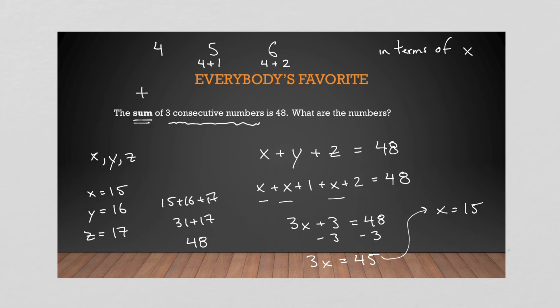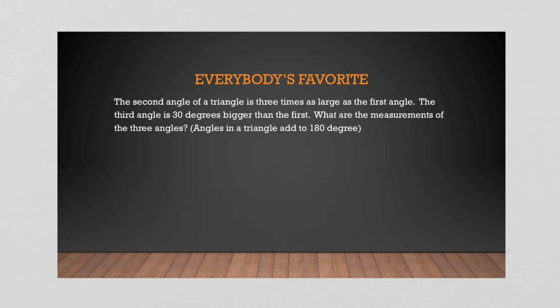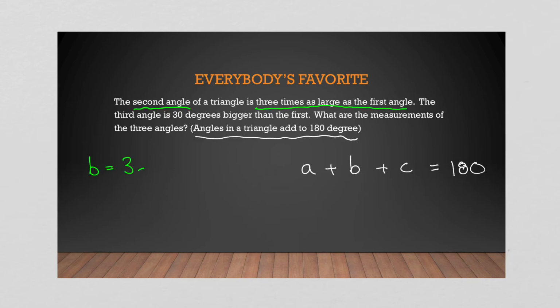So now let's look at one with angles. So angles in a triangle add up to 180 degrees. So similarly, we could say again, okay, well, A plus B plus C, if those are my 3 angles, need to equal 180. Now, let's see what information they give us. The second angle, and that sounds important, is 3 times as large as the first. So what that means, if B is my second angle, B is equal to 3 times A, right? And then the third angle is 30 degrees bigger than the first. So that means C has to be my first one plus 30.